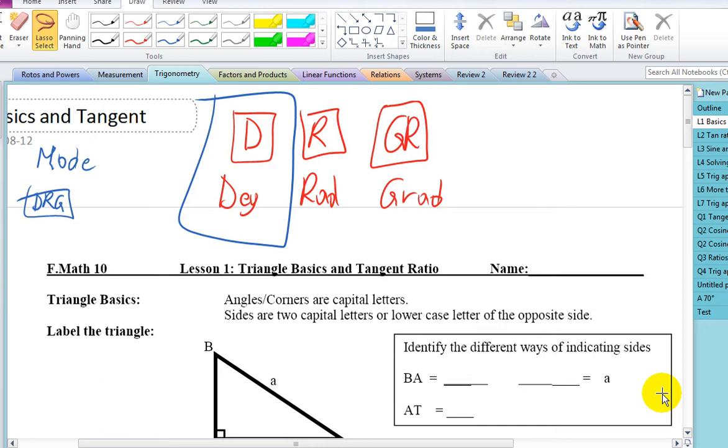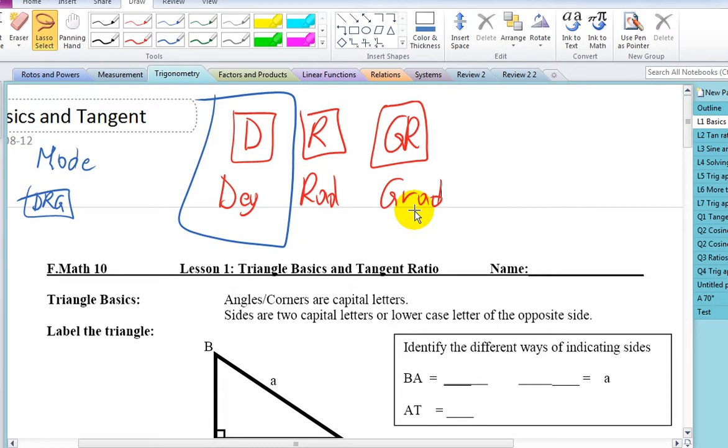There's three different ways of measuring angles. You can measure in degrees, radians, or gradians. On your screen, you might see a DR or GR, or DEG, RAD, GRAD. You want degrees, so make sure your calculator is in degrees.